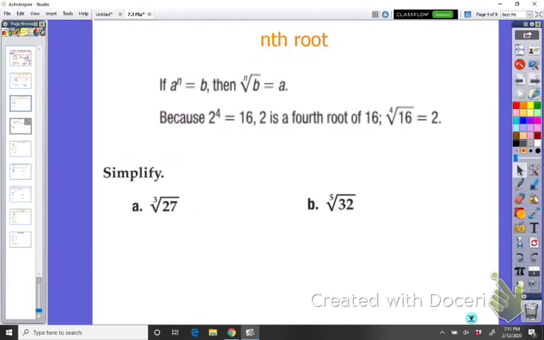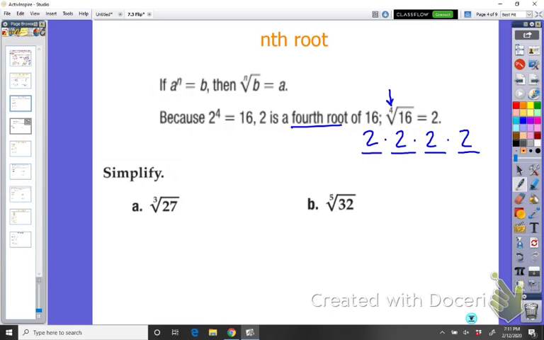All right, now we have the nth root. So sometimes it's not a square root, but it might be a cubed root, a fifth root. You can see here if the index number is a 4, it is the 4th root of 16, which means 2, because if you think about it, the 4th root, you're multiplying a number by itself 4 times in a row. So that is what the 4th root means.